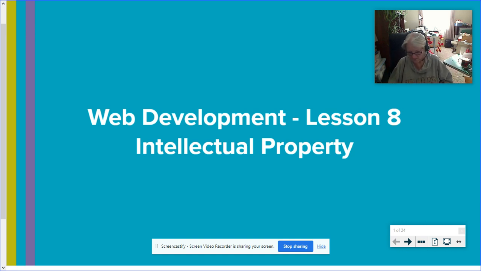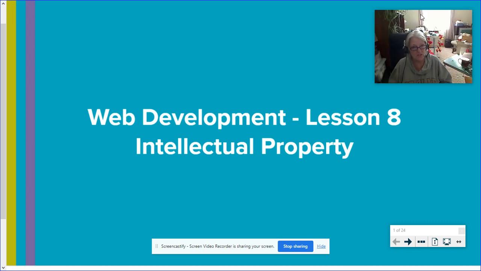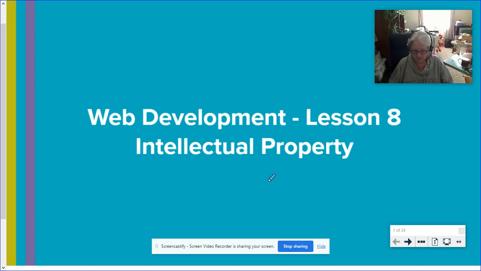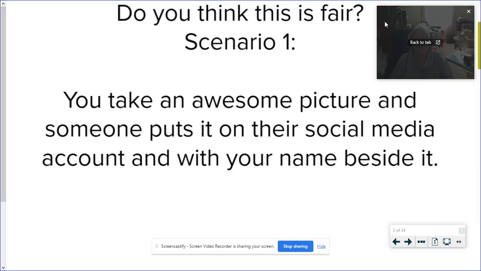And before we do that, we've really got to talk about what do you have permission to use. If it's not yours, you've got to have permission. So we're getting into something called intellectual property. Intellectual property means something was created by somebody and we have to have permission to be able to use it. So there are going to be about 5 scenarios here.